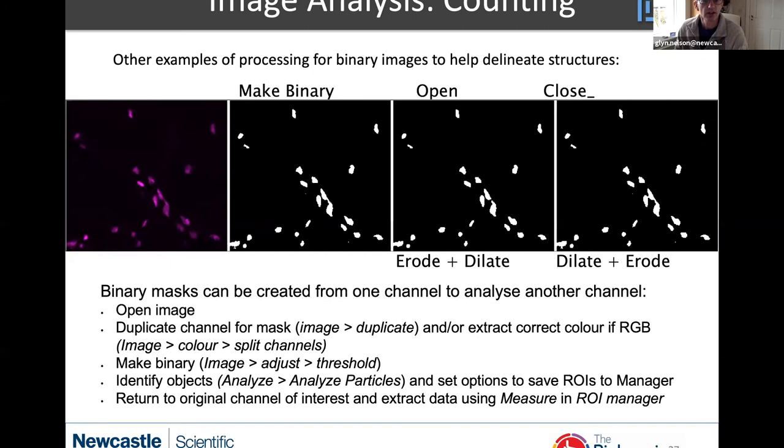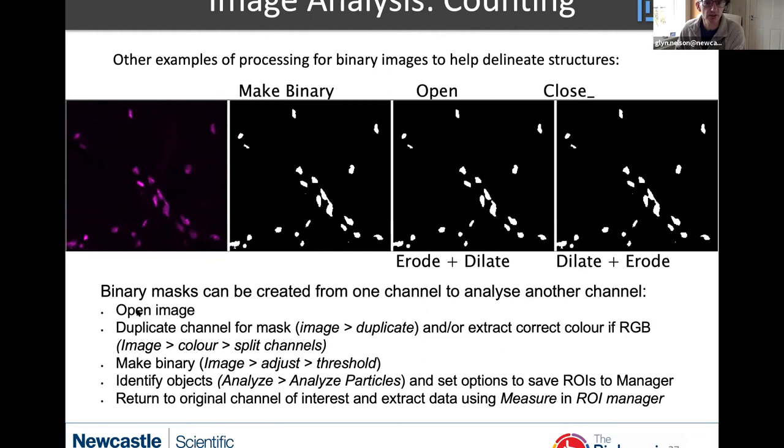In reality, often our images aren't quite as clear cut as that blobs example that I was showing you. We end up with nuclei that look a bit more speckly or diffuse and unevenly illuminated, and often some of them are close together and you need to separate them. So we can make some binary using the thresholding as we did before, and then we can either open or close them by eroding and dilating or dilating and eroding. All of these options are under the Analyze Binary menu.